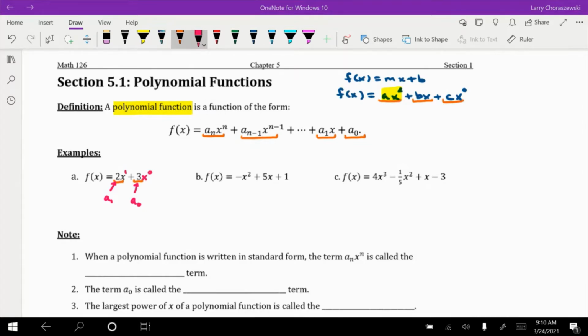Looking at part B, this is the sum of 3 monomials: negative x squared, 5x, and 1. In this case, a sub 0 is the number 1, a sub 1 is 5, and a sub 2 is negative 1. Those are the specific coefficients going in front of x to these powers. And at the end here, we have a sum of 4 monomials. Negative 3 is a sub 0. The coefficient of x, which is 1, is a sub 1. Negative 1/5 is a sub 2. And 4 is a sub 3.